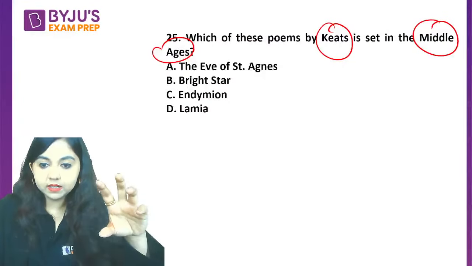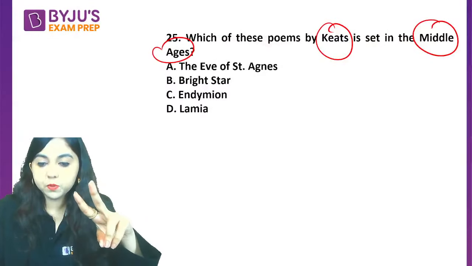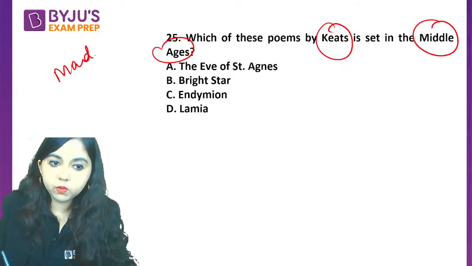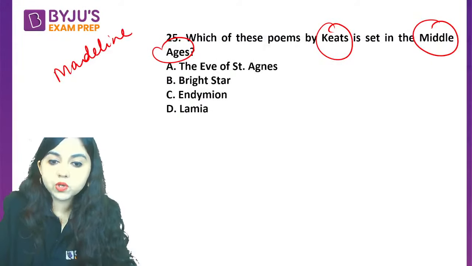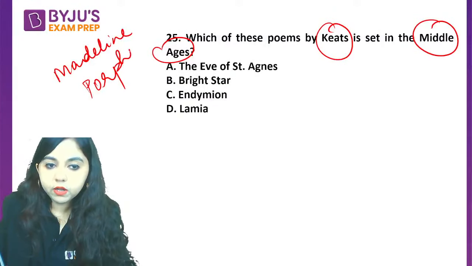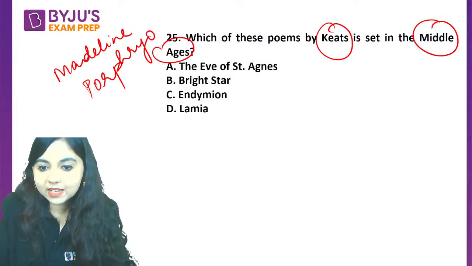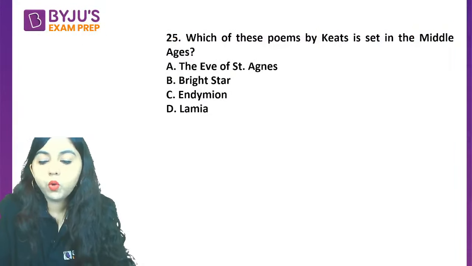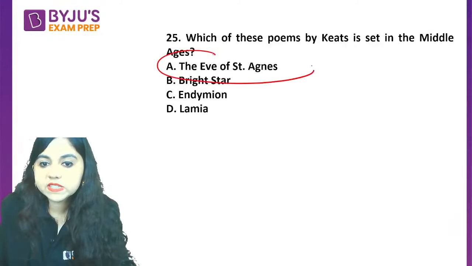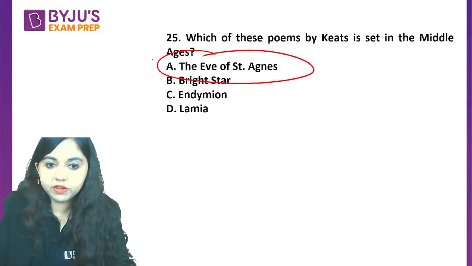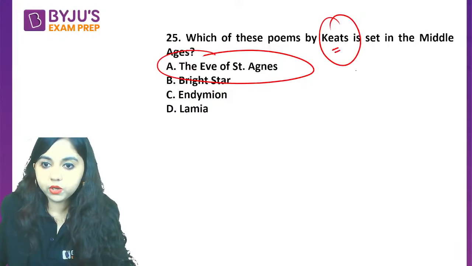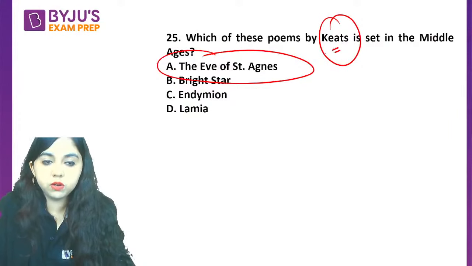Which work is that? It's telling you about two lovers and the relationship between them, Madeline and Porphyro. So these are the two lovers that you are having, and it's literally trying to tell you about the courtly love tradition. So what is the right answer? The Eve of Saint Agnes is the right answer, which most of you are giving right. Please look at all the writings of John Keats. John Keats does come in your exams. You do get questions coming in from John Keats.